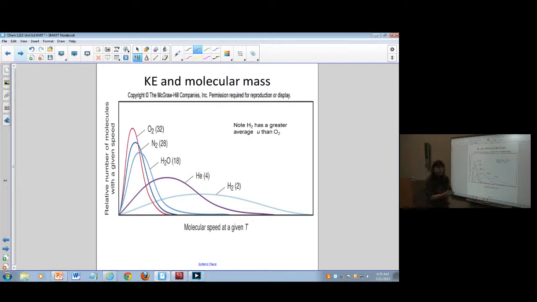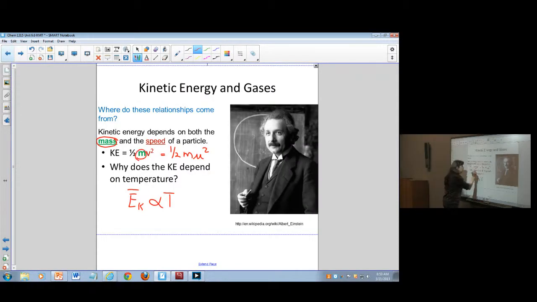What are we going to do, though? Because remember, we know that there's a mass component in here, where this is going to be 1/2 mu squared, where m stands for mass. And I just told you a minute ago, it doesn't matter what kind of particle we're talking about. We could be talking about helium. We could be talking about a really heavy particle of gas. The average kinetic energy stays the same no matter what the mass is. So how do we jive this with what we've just talked about?